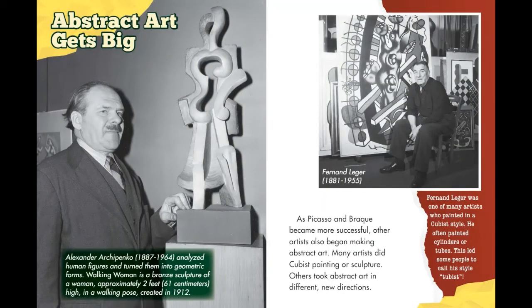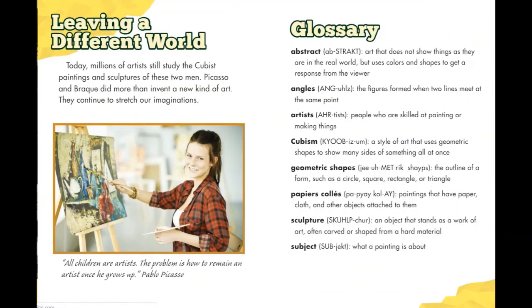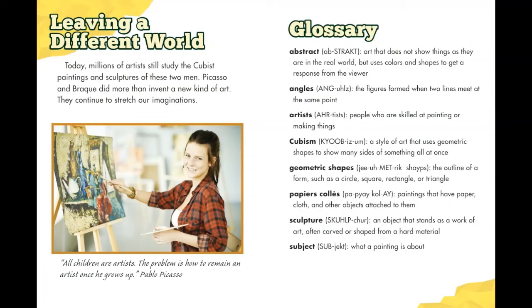As Picasso and Braque became more successful, other artists also began making abstract art. Many artists did cubist painting or sculpture. Others took abstract art in different new directions. Today, millions of artists still study the cubist paintings and sculpture of these two men. Picasso and Braque did more than invent a new kind of art. They continue to stretch our imaginations. All children are artists. The problem is how to remain an artist once he grows up.